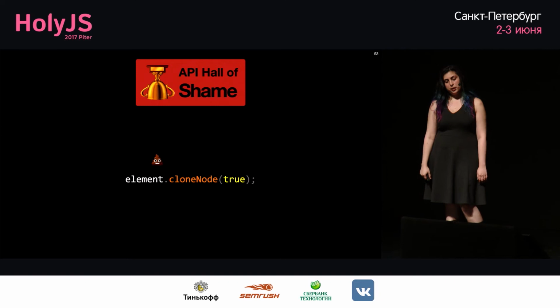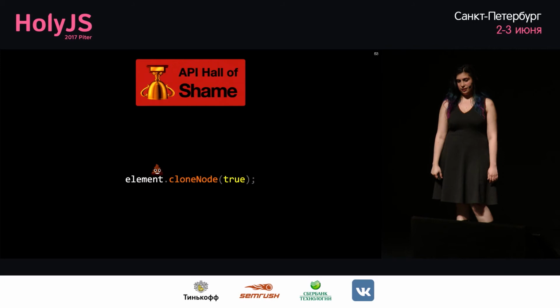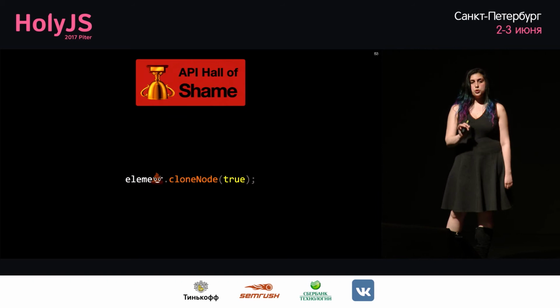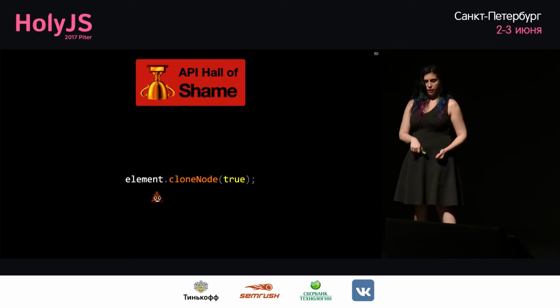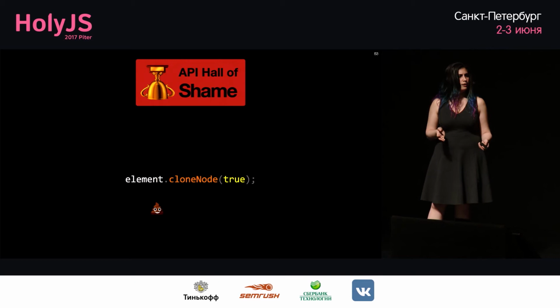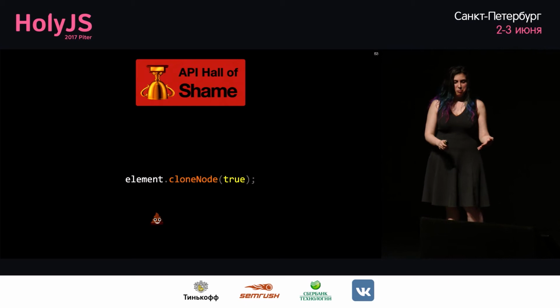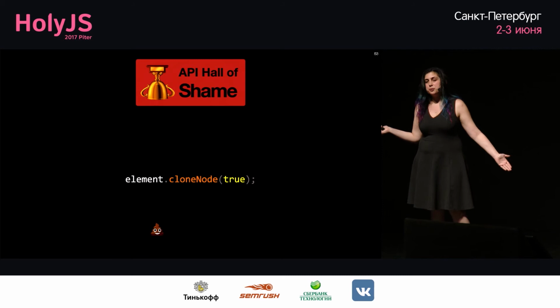How many of you have used the clone node method? Most of you, excellent. So I'm sure you know what this code does. But try to approach it from the mindset of someone who's using this for the first time, or who hasn't used it and is looking at someone else's code. Okay, they're cloning this element. Yeah, that makes sense. And then true. True what? Like, I really want to clone this node? Like, please clone this node, like, for reals? As you know, true just means clone the entire subtree. But there's nothing in there that indicates what it's for.